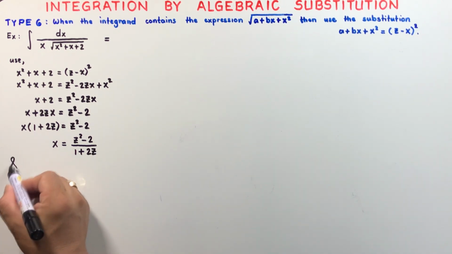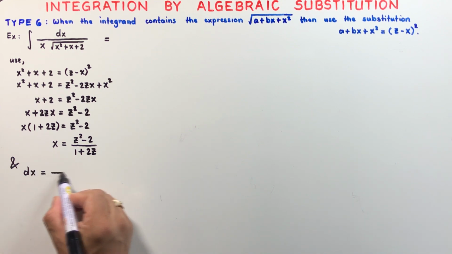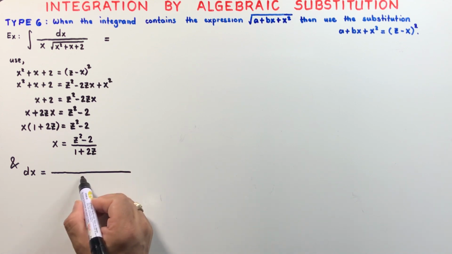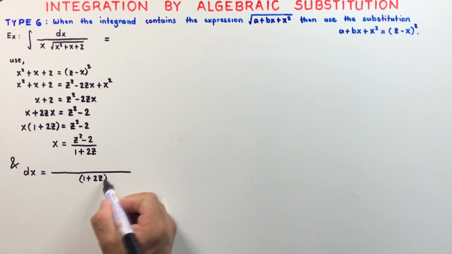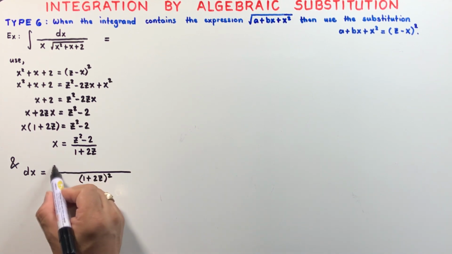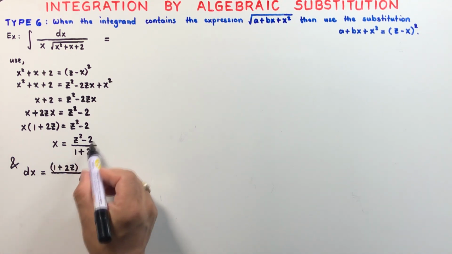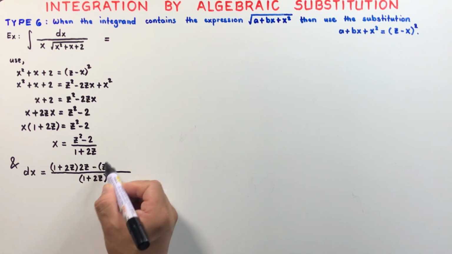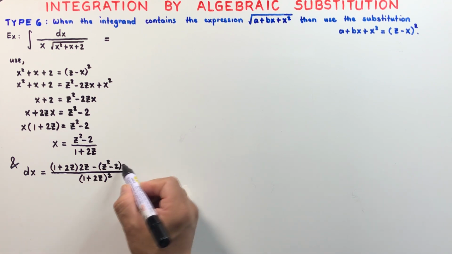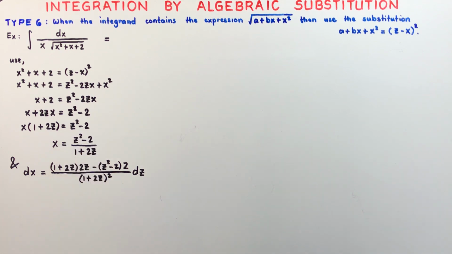So therefore, we can solve for our dx. And our dx is obtained by the derivative of this quotient here. So we have the denominator, which is the square of this 1 plus 2z squared. And this denominator of 1 plus 2z will be multiplied by the derivative of the numerator, which is 2z. And this numerator also of z squared minus 2 will be multiplied by the derivative of this denominator, which is 2, using the quotient rule for differentiation.